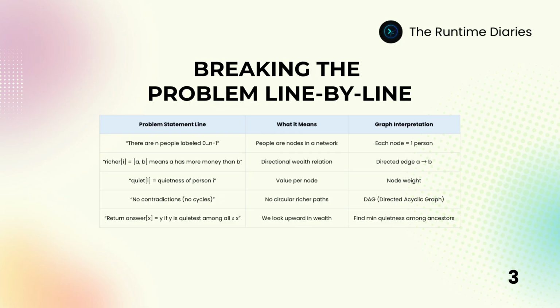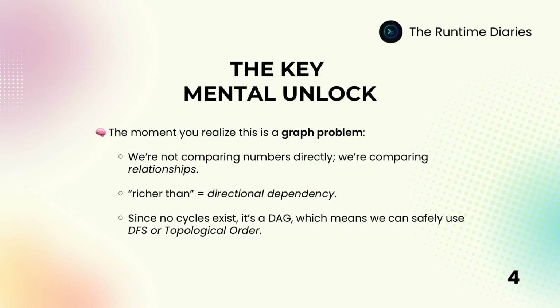quiet[i] gives a value on each node, like a label or weight. And no contradictions means there are no cycles. Nobody can be richer than anyone who eventually points back to them. So this forms a DAG, a directed acyclic graph. Once you realize that, everything changes. Because now it's not about iterating through lists. It's about traversing relationships in a graph. This is the aha moment.